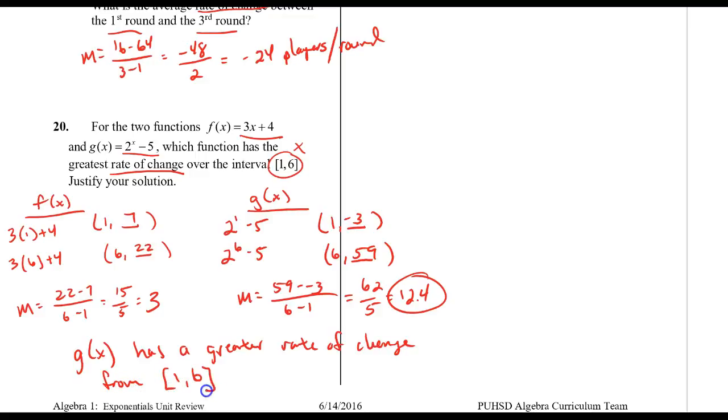from 1 to 6. And that's the end of our review. Study well.